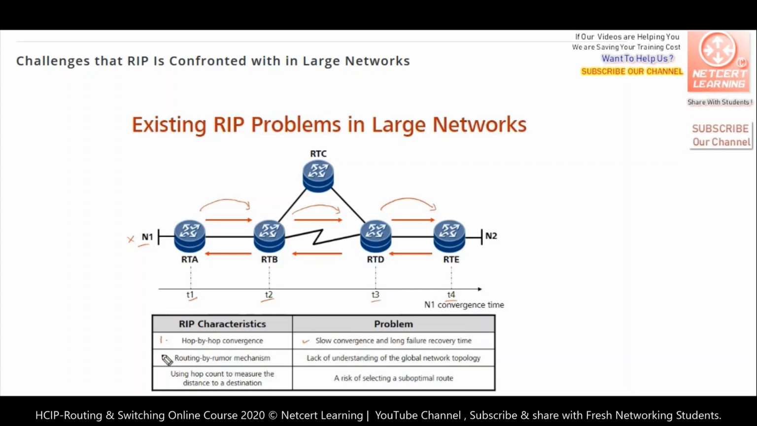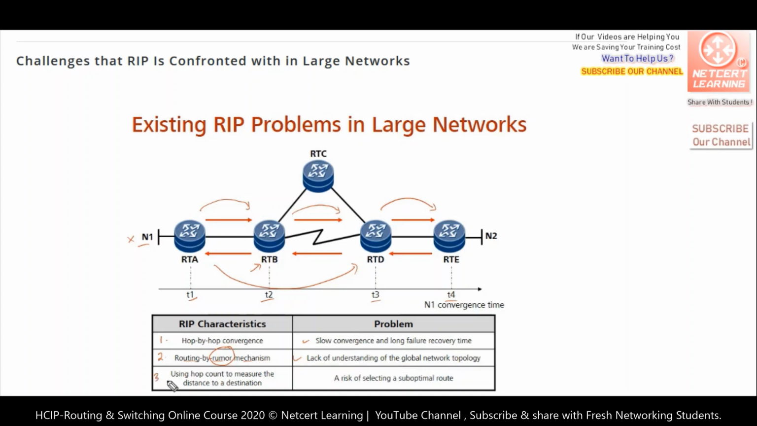A second problem related to RIP is the routing by rumors mechanism. In this case, router A needs to update router B. Router B, after updating its information, then will update router D. Router A will not send to router D directly. In other words, router A doesn't update router D directly, but instead first updates router B, then B updates router D. So here we have the rumors. With this style of update, routers lack an understanding of the global network view. A router only has its neighbor's information, but not its neighbors' neighbors.